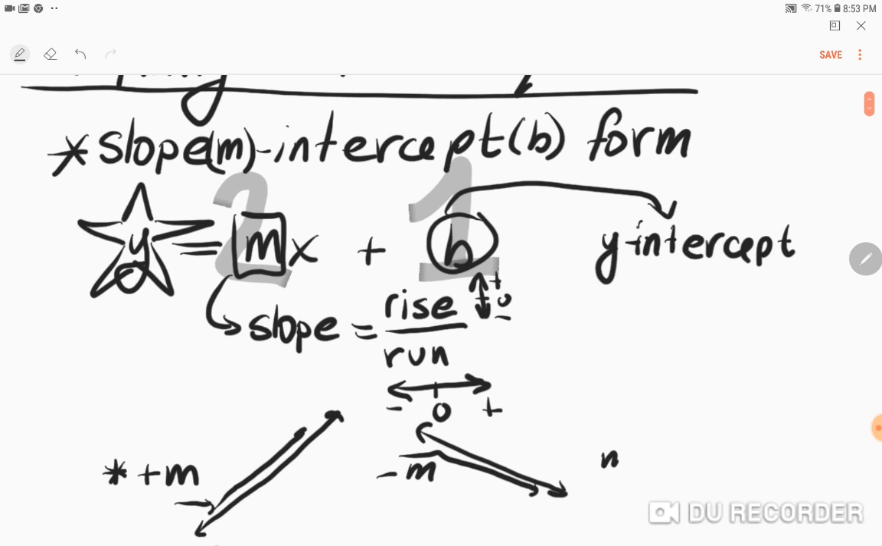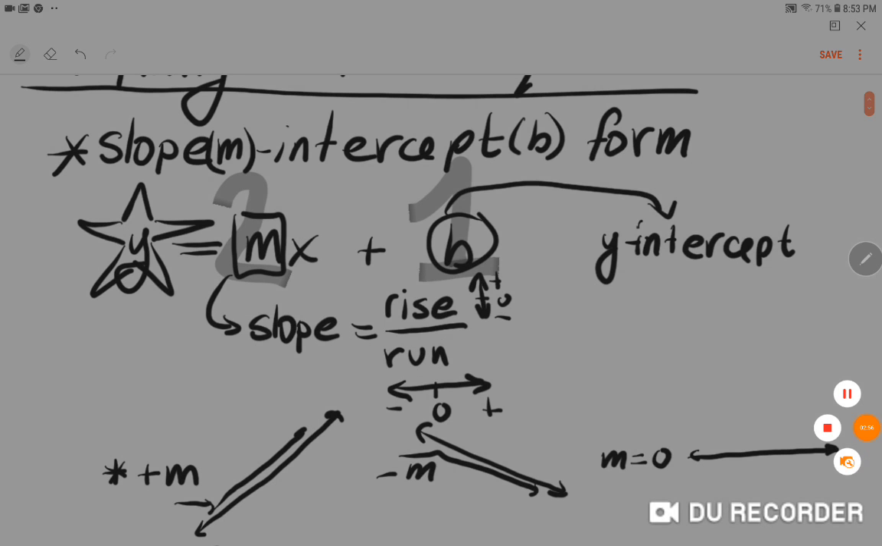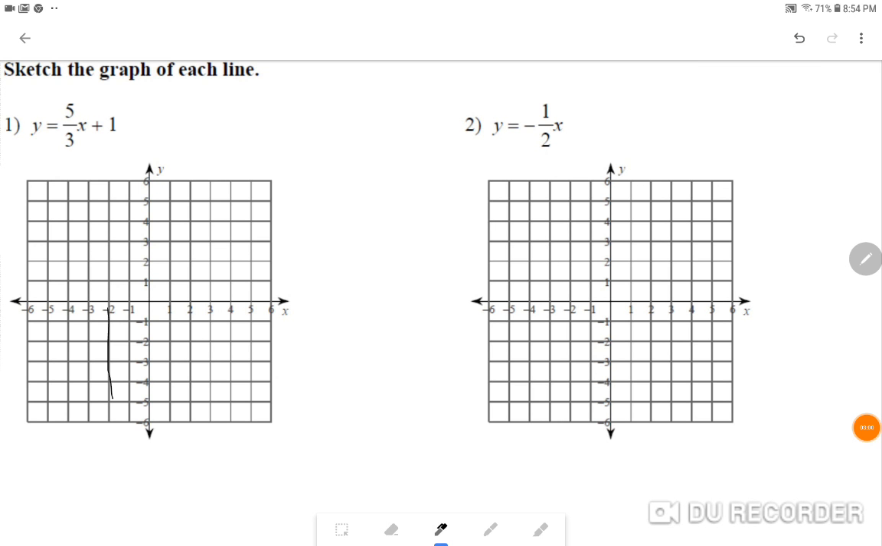And what if m is equal to 0? If that's the case, you're not moving up or down, you're moving straight horizontal. Now, let me do some examples. I'll start with easy ones, and slowly we make our way to more complicated ones. These are the first examples.